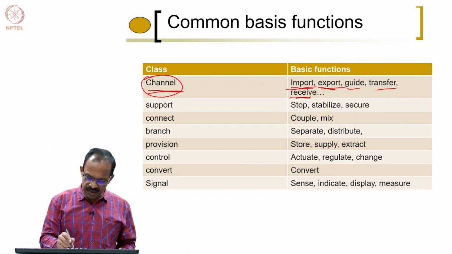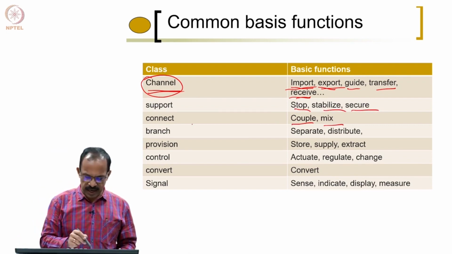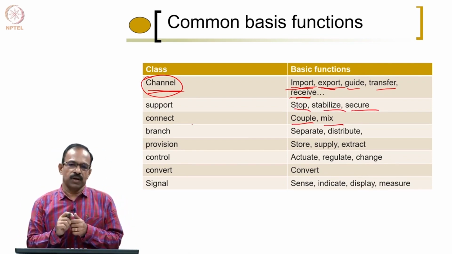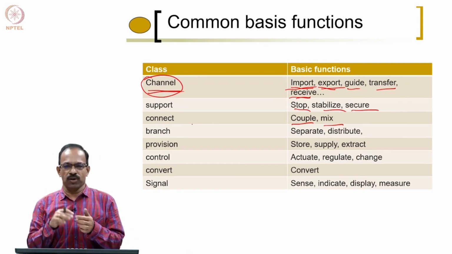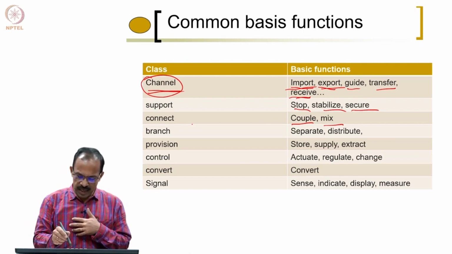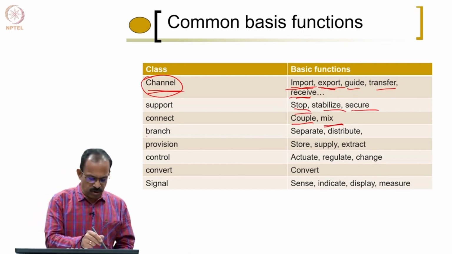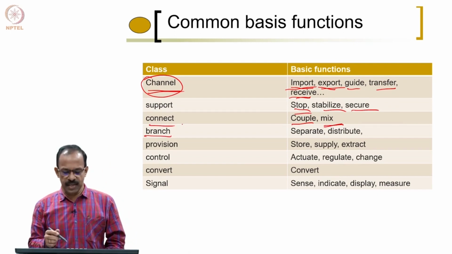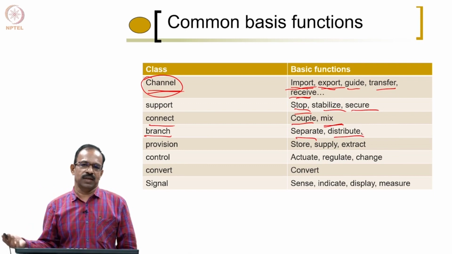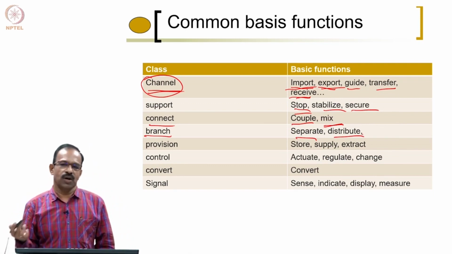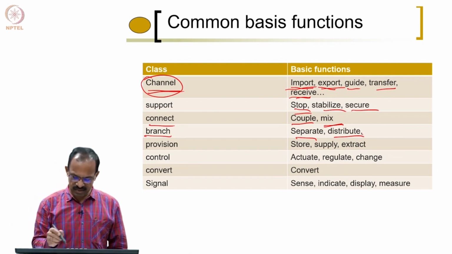Similarly, to support we will say stop, stabilize, secure, and for connection, couple, mix. So, connecting of two objects or two substances. You can have couple solid or couple liquid or whatever it is. So, you can actually mix liquid, couple solid, etc. Then you can have branching of energy or materials, we can say separate or distribute. So, separate solid and liquid, or separate larger size and small size grains, etc.